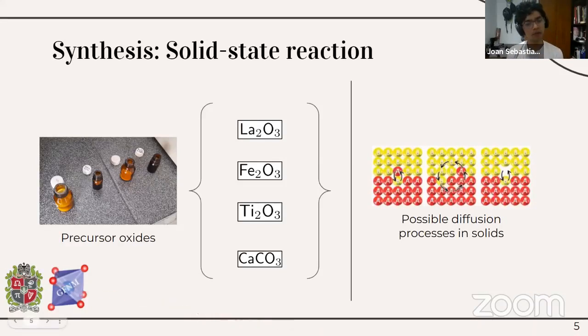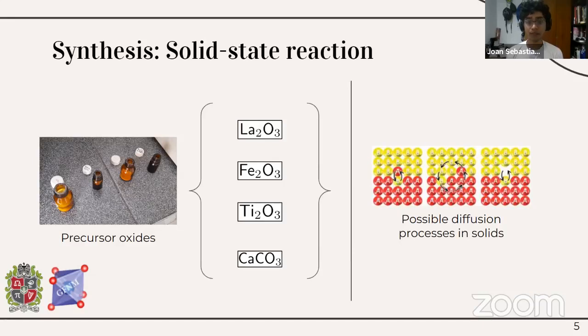They were lanthanum oxide, which is the second flask, iron oxide, which is the last flask. We use also titanium oxide, which is the first flask, and calcium carbonate, which is the third flask. All of them had a really high purity of at least 99.9% purity, and they were the ones that we use for our material.